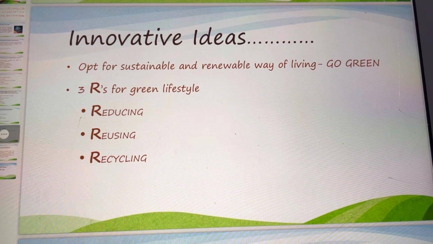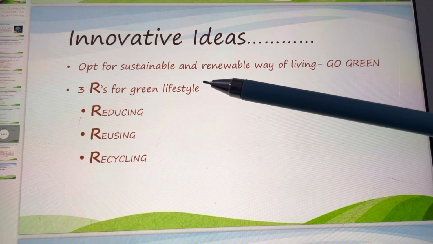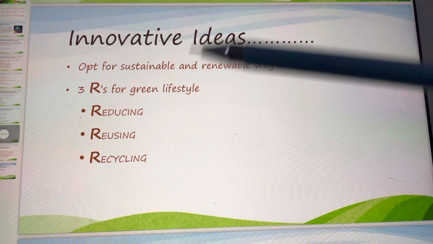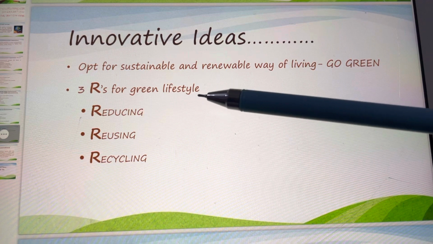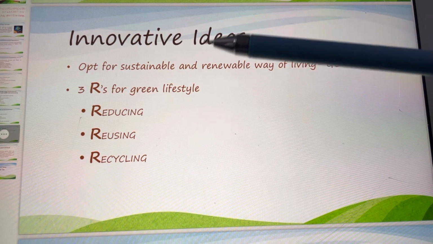We can opt for this, because nowadays the government is also making lots of effort on going green, for sustainable, renewable ways of living. How can your life be sustained? So that we don't have any scarcity of resources in the future. How can these resources be renewable? We must look upon that. Going green for your lifestyle means using good air, water, good environmental weather conditions, reducing polluting activities, and reusing renewable resources so that we can reuse the product.